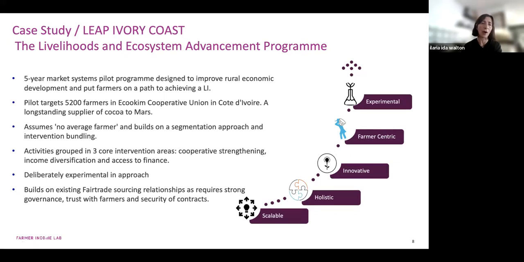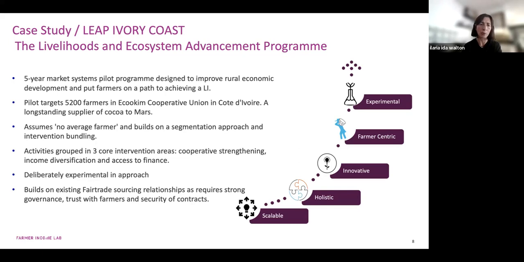And this program is a pilot program because we really want to test which kind of bundle of interventions work best before taking it to scale. It is experimental in its design, and it is farmer-centric. So we don't assume that there is an average farmer. We are building on the segmentation approach that the Farmer Income Lab research has advised. It's the approach we should take, and that's how we are bundling the interventions.